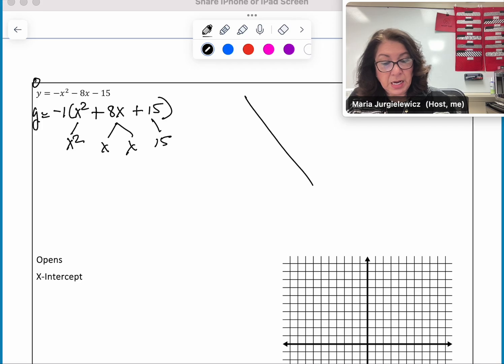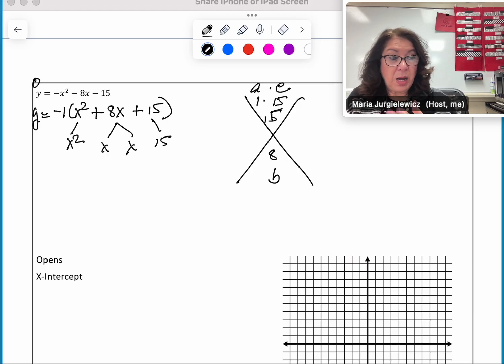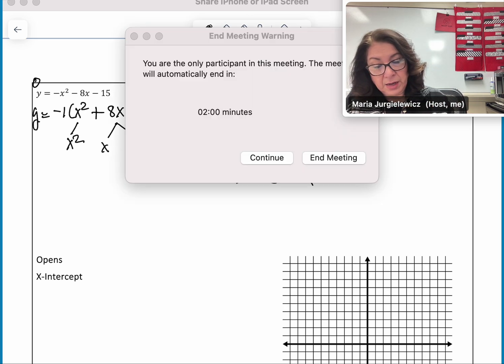And I'm going to have to do this business: a times c. That's 1 times 15 is 15, and my b value is 8. So I need two numbers that multiply to 15 and add up to 8. That would be 3 and 5. So plus 3, plus 5.